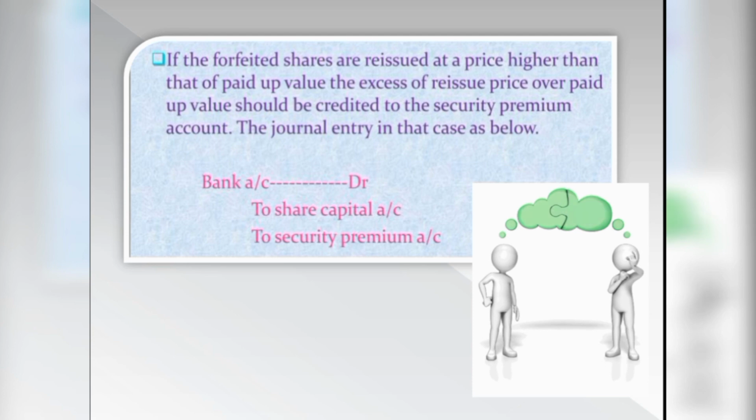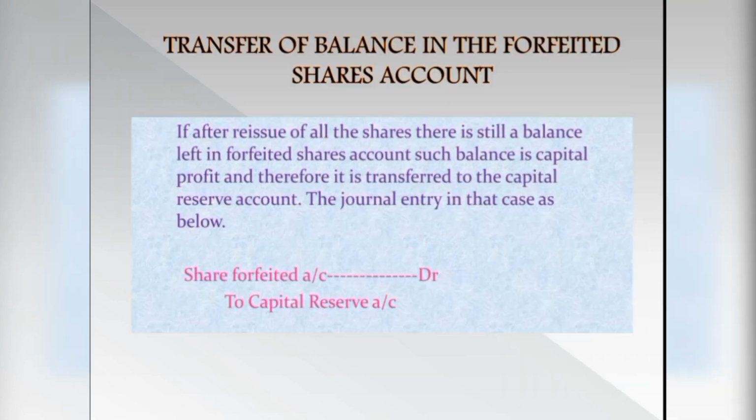If the forfeited shares are reissued at a price higher than that of the paid up value, the excess of the reissue price over the paid up value should be credited to the securities premium account. The journal entry in that case will be bank account debit, to share capital account, to securities premium account.